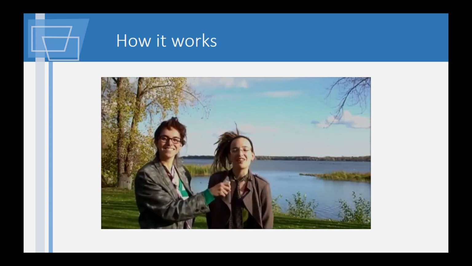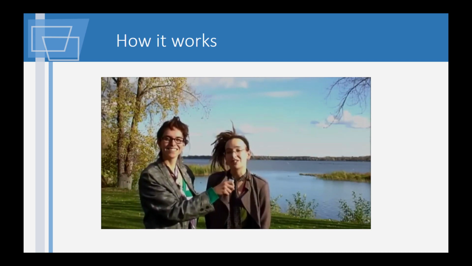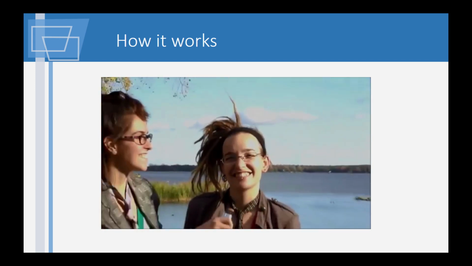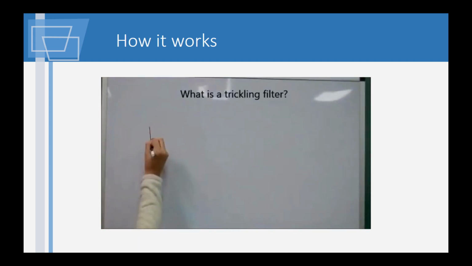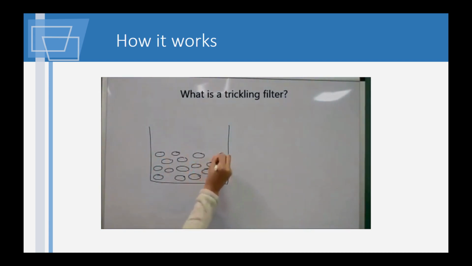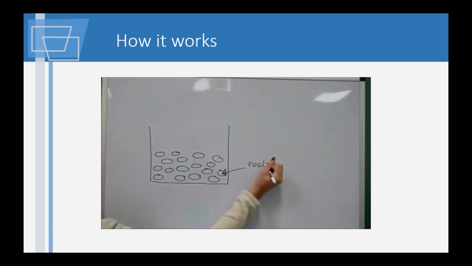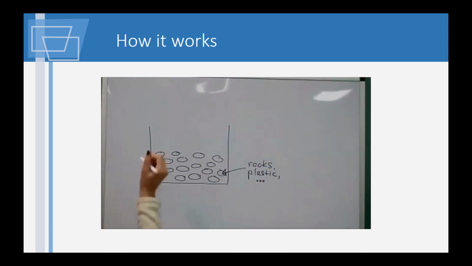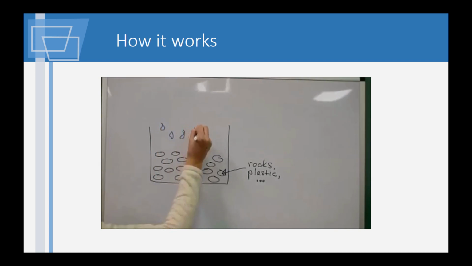Alright, let's start with an explanation of the trickling water filter technology. A trickling filter consists of a fixed medium on which bacterial film grows in mostly aerobic conditions. The biofilm digests the wastewater, which leads to a reduction of the biochemical oxygen demand and some nitrification.